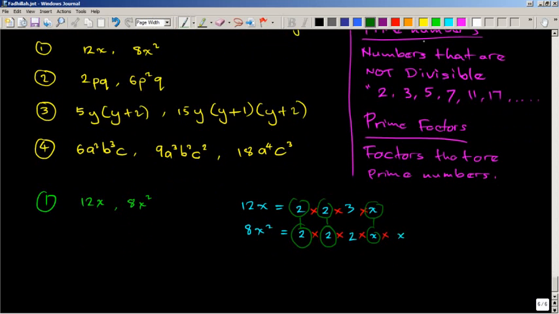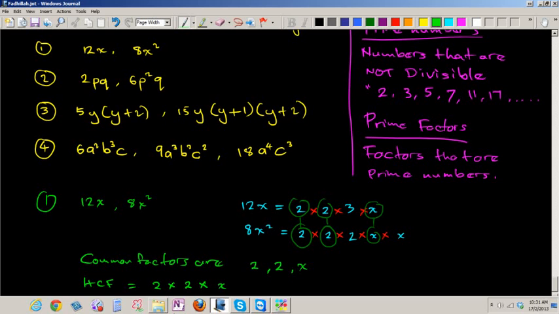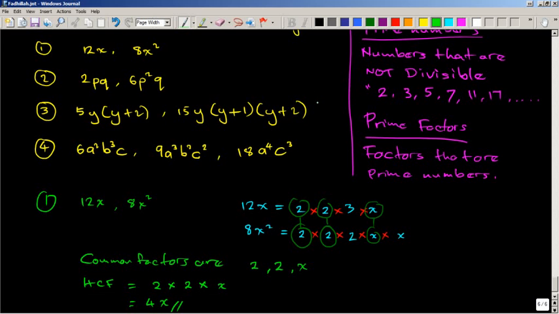Okay, this is a step-by-step method. So, common factors are 2, 2 and x. Okay, 2, 2 and x. So, highest common factor is a multiplication of all the common factors. 2 times 2 times x, which is equal to 4x. So, this is the answer. Boleh faham tak?